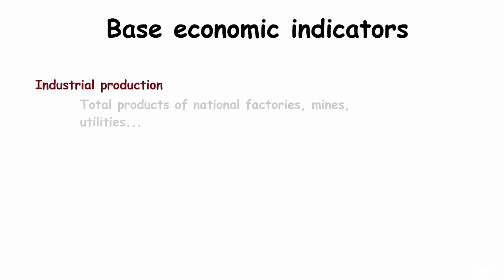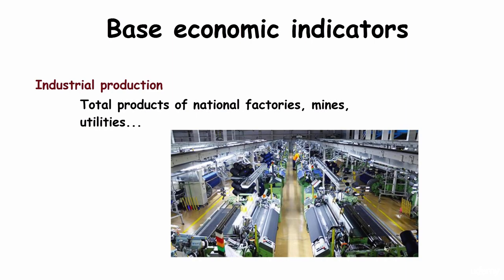And industrial production indicators consist of the total products of national factories, mines, utilities, and so on. It is published every 15th of the month. The data are for the previous month. This indicator is related to gross domestic product, so it has a major impact on the value of exchange rates. In the United States, 40% of the total economy is industry, which means that it has a significant impact on GDP and the value of the US dollar.